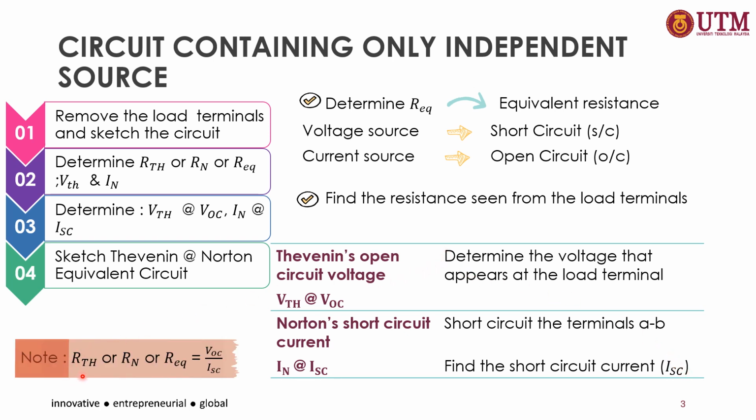Okay, so note that the RTH is equivalent to the RN or R equivalent. So in order to find this R equivalent, we can use this formula where R equivalent is equal to V open circuit divided by I short circuit.